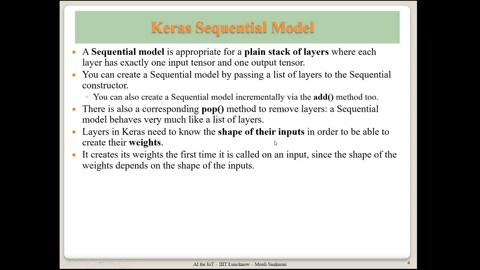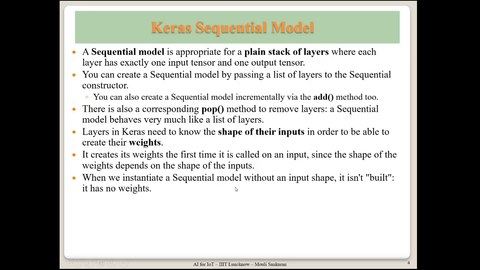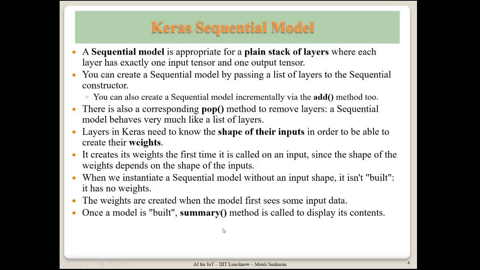Keras needs to know the shape of the inputs. That it will come to know when it gets the first input. When we instantiate the sequential model without an input shape, it is not fully built. The model is not fully built, and it has no weights. Only when it sees the first input are the weights built and the model completely built. There is also an API called summary, which gives you the summary of all the parameters and which are configurable, which I will talk about when we run it. So we will see that. This is the crux of what the sequential model is all about.